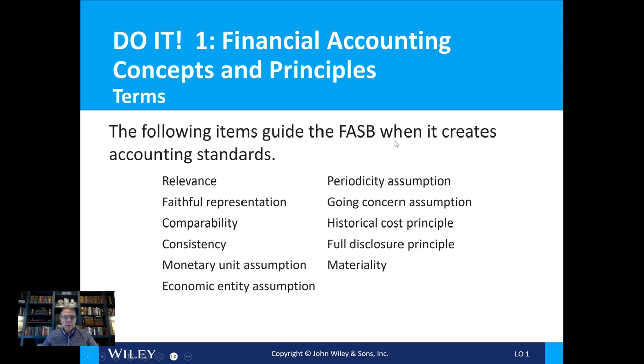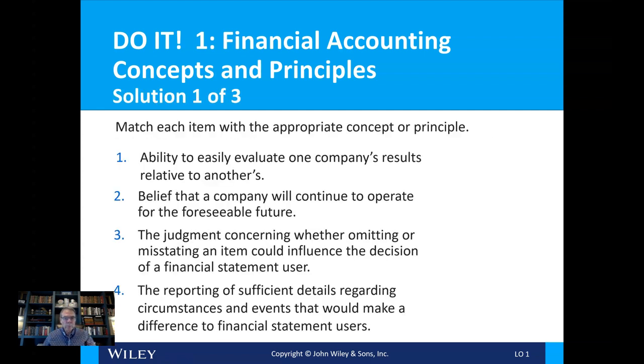So here are the items that FASB takes into account when it creates accounting standards. Each item with the appropriate concept or principle: ability to easily evaluate one company's results relative to another, comparability, I'm thinking. Belief that a company will continue to operate for the foreseeable future, going concern. The judgment concerning whether omitting or misstating an item could influence the decision of a financial statement user, materiality.